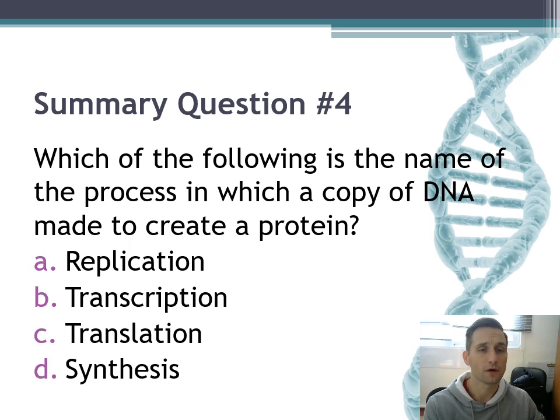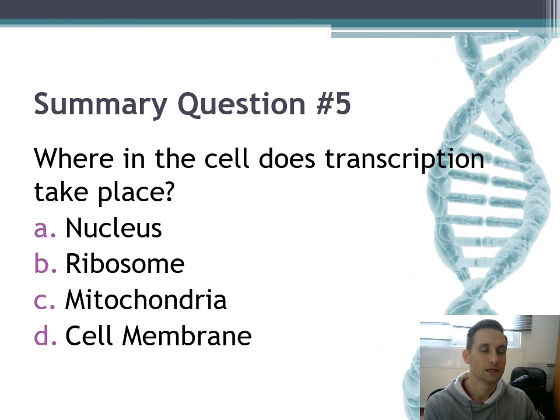Number 4, which of the following is the name of the process in which a copy of DNA is made to create a protein? A, replication, B, transcription, C, translation, or D, synthesis? Pause if you need more time. If I sound like a broken record. Number 5, where in the cell does transcription take place? A, the nucleus, B, the ribosome, C, the mitochondria, or D, the cell membrane? If you need more time, pause, but we're on to number 6, which is the last one.